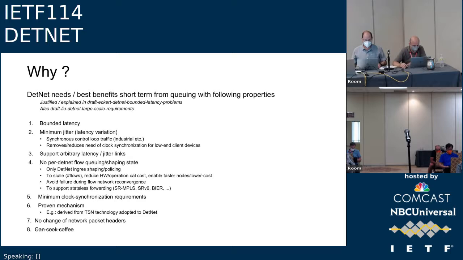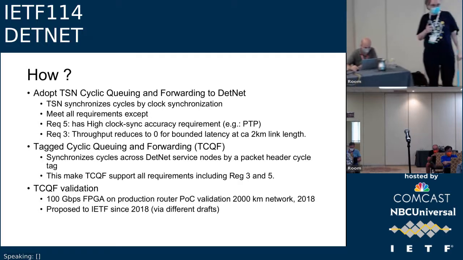So this is basically TSN cyclic queuing and forwarding, adopted to DetNet. And no change to the packet headers is one option. We can obviously, as you saw, put this cycle information into new headers, but we don't need to, especially not in the MPLS forwarding plane, which we already have. So it makes it a great first-step mechanism where we not only have all the queuing stuff well worked out, but also no new packet headers needed. Next slide. Okay, how do we do it?